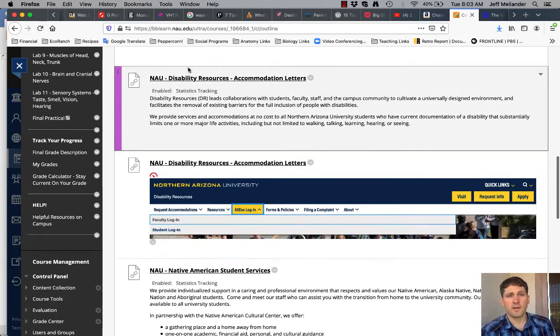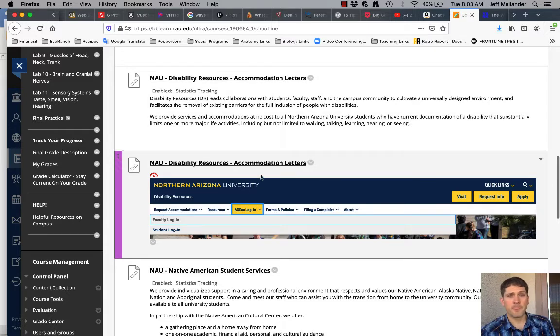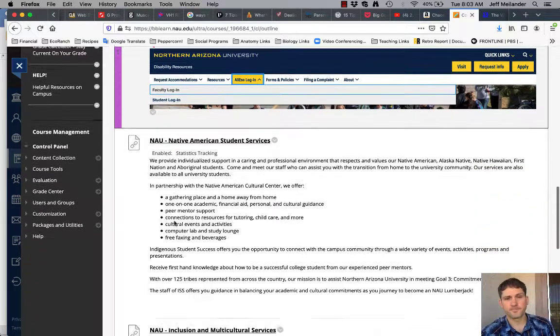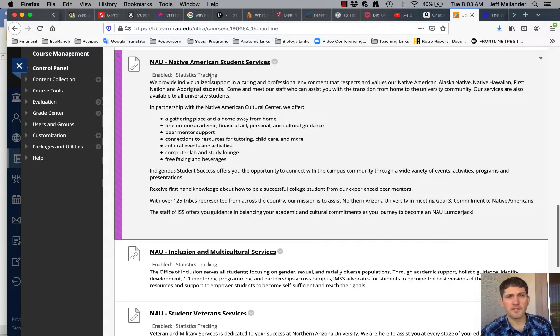So right here is their website. When you go to their website, this is where you're going to find accommodation letters. You'll go to this access login, and then you'll click on faculty login. A new page will pop up, and then you'll click on which class, and it'll show you the students that have accommodation letters.